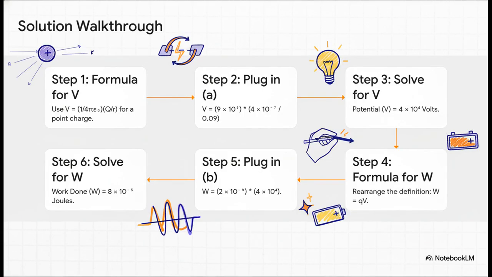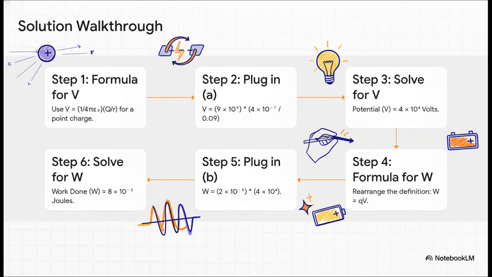Okay, let's do this. For part A, we need potential from a point charge, so we use our formula. Now we just plug in the numbers. But be very careful. The distance is 9 centimeters. We must convert that to meters, so it becomes 0.09. Do the calculation and we get our potential. 4 times 10 to the power 4 volts.